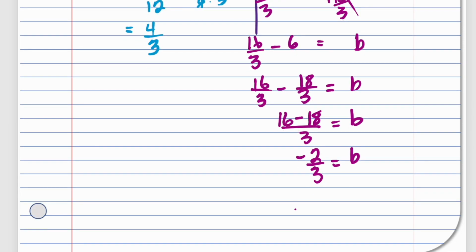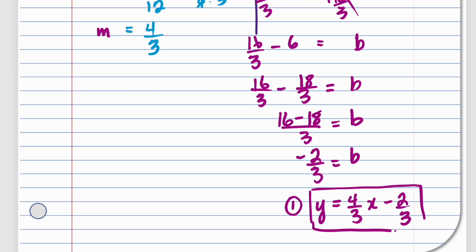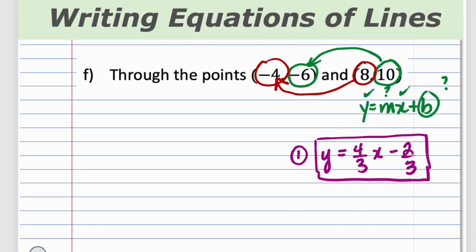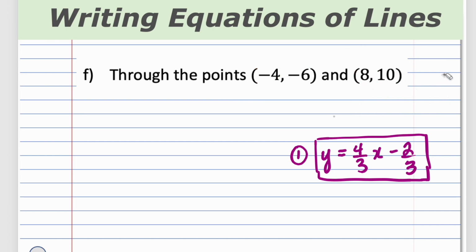Wow. Finally, we can write the equation to be y is equal to 4/3 was the slope right here times x minus 2/3 in the y is equal to mx plus b form. Okay, let's clean this up a bit. So that's the first form. Let's see if we can get that using point slope. We'll use negative 4 comma negative 6.